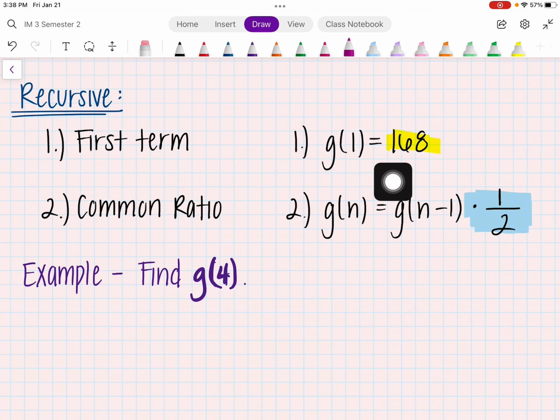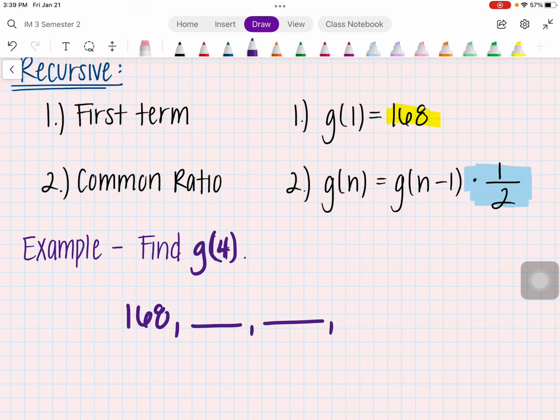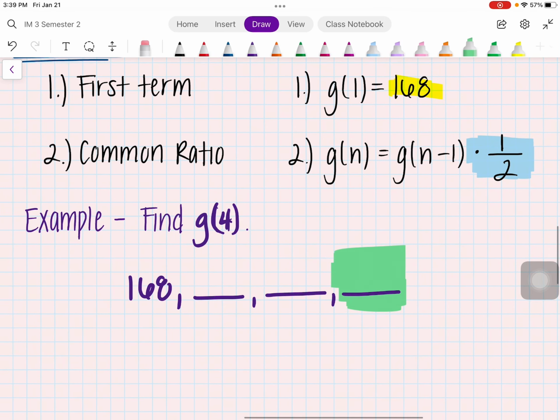So let's go ahead and move on to this next one, guys. In this next one, it is the recursive form here. So the first term, which is g of 1, is 168, and the common ratio is going to be 1/2. I want to find g of 4. In this case, g of 4 actually talks about the fourth term of the sequence. So my first term here is 168, and I want to find this fourth term.